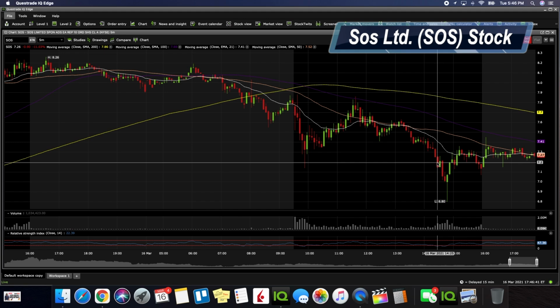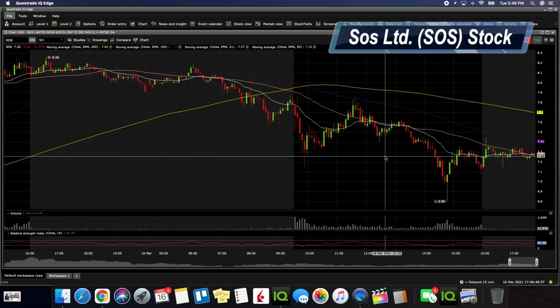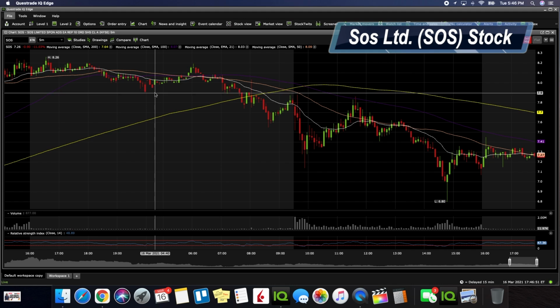I believe that Bitcoin is going to be hitting 100K before the end of this year, or the beginning of next year. And these are stocks that could actually benefit from it.